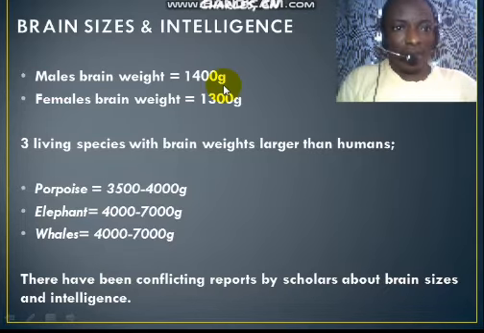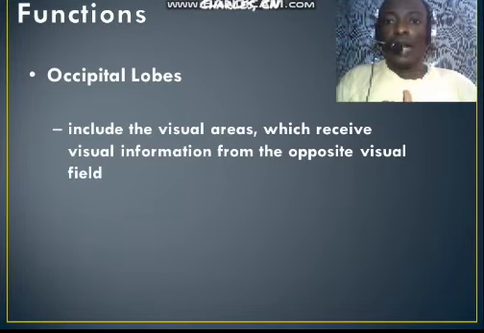Alright, going forward. Now, the occipital lobe includes the visual areas which receive visual information from the opposite visual fields. Why is it the opposite visual field? Alright, now, there is a way the cerebral cortex functions. It functions differently from the cerebellum. Take note that the cerebral cortex is different from the cerebellar cortex.